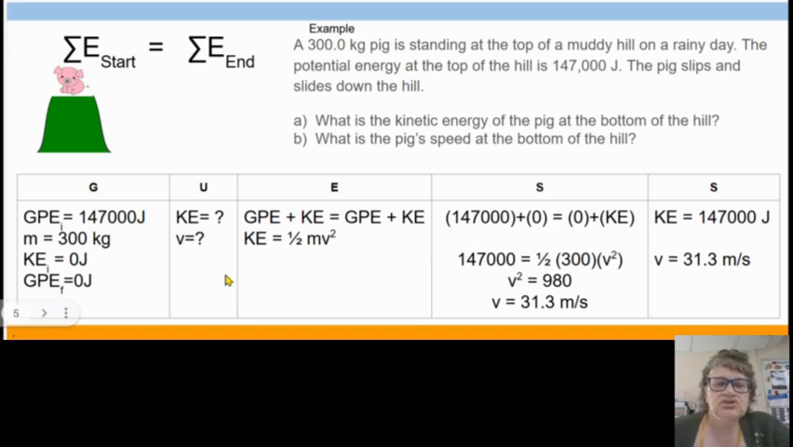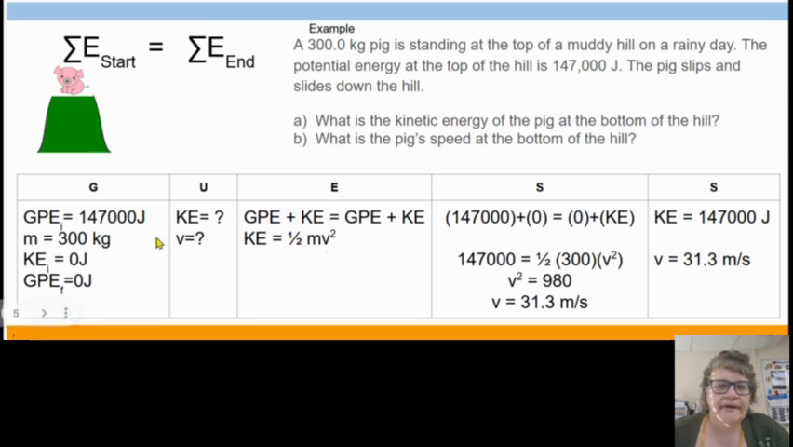Okay. So looking at our sum of the energies at the start equals the sum of the energies at the end. The only energies we're concerned with at this point are gravitational potential energy and kinetic energy. So we're going to add the gravitational energy and the kinetic energy at the beginning, same thing at the end, right? And we also know that the kinetic energy is 1/2 m times v squared.